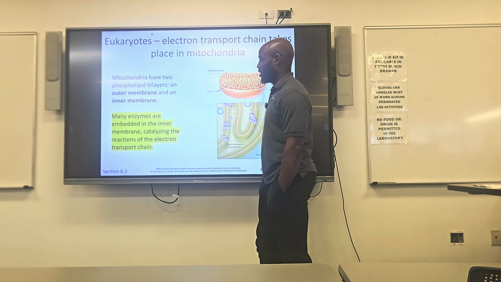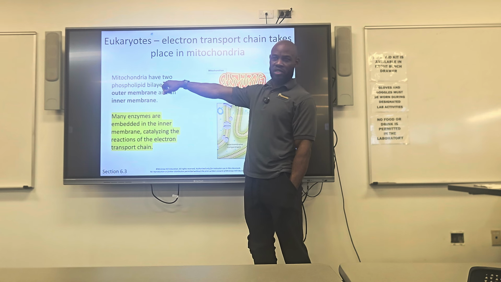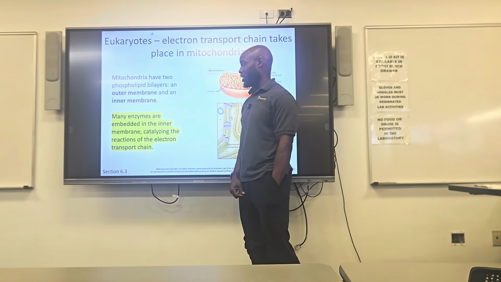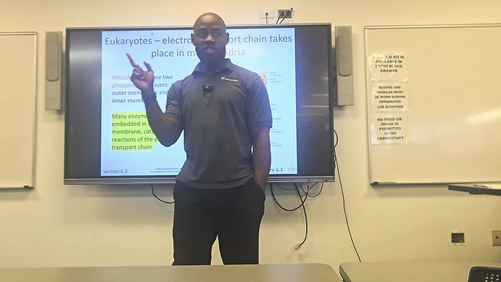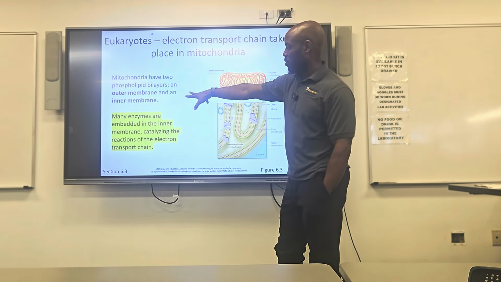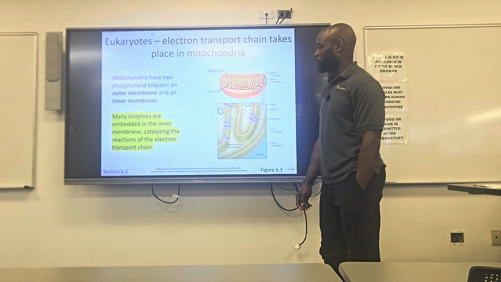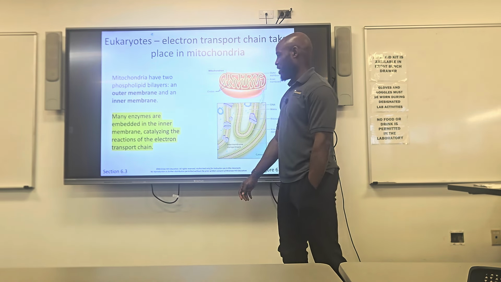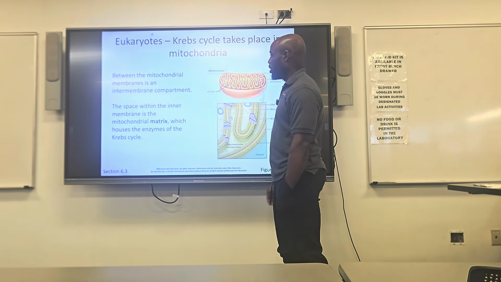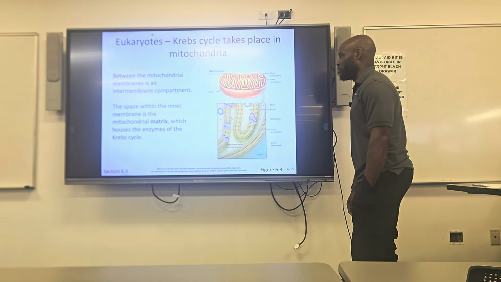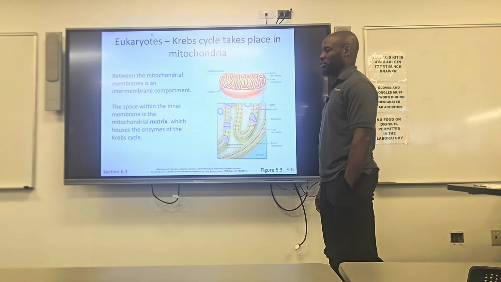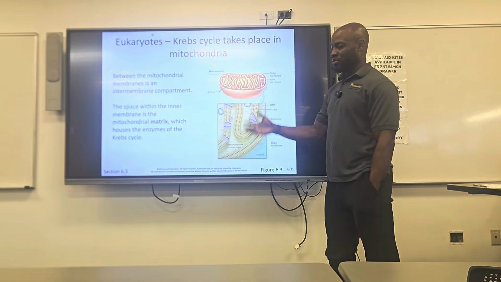Mitochondria have 2 phospholipid bilayers. Where have we seen phospholipid bilayers? Cell membrane, yes. Also in the membranes around the different organelles in the cells. So mitochondria have an outer membrane and also an inner membrane. Many enzymes are embedded in the inner membrane, catalyzing the reactions of the electron transport chain. Between the mitochondrial membranes is an intermembrane compartment. The space inside is called the mitochondrial matrix, which houses the enzymes of the Krebs cycle. All this is happening in the mitochondria.